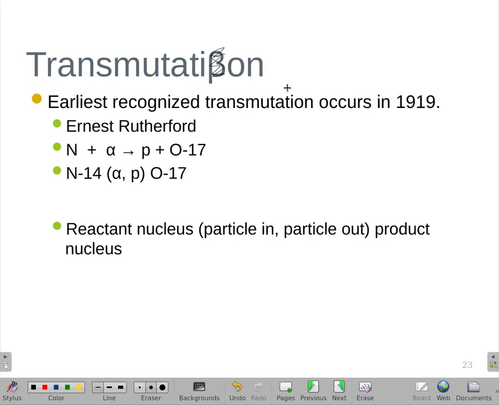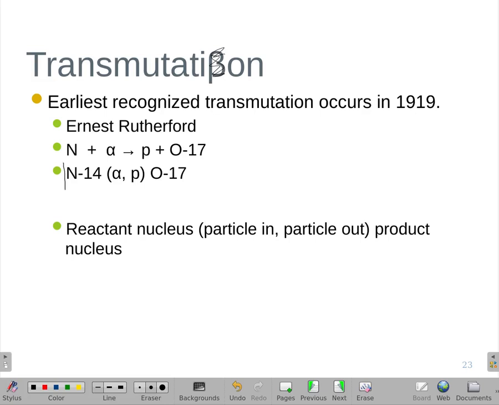Now, the earliest known scientifically studied transmutation was done back in 1919 with a guy named Ernest Rutherford. He took some nitrogen and bombarded it with some of those alpha particles, and what came out was oxygen-17, and it ejected a proton as well when it happened.